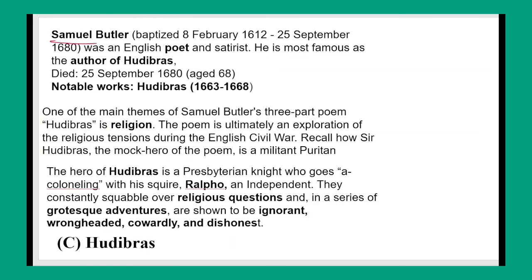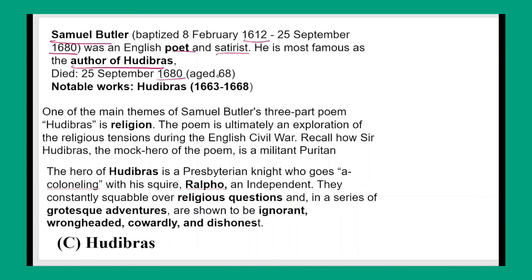Samuel Butler was born in 1612 and died in 1680. He was an English poet and a satirist. Satirist means one who always criticizes through his writings. So he is called a satirist. He is most famous as the author of Hudibras. Hudibras is a very popular work. It attracted many writers, because through it they also practiced writing satirical works. So he died in 1680.